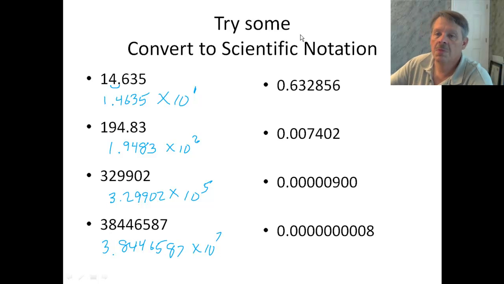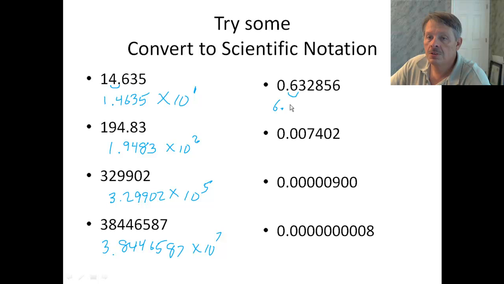Right? Now over here, I'm going the other way. All right. So again, we have to be conscious of that. We're going the other way. We're multiplying by a small number because this thing is less than 1. So this is going to be 6.32856. Remember, only one non-zero digit before the decimal point, times 10 to the minus 1.